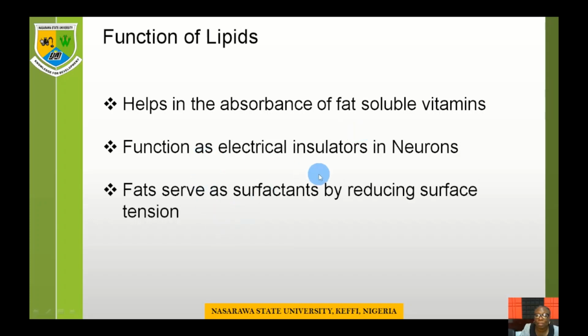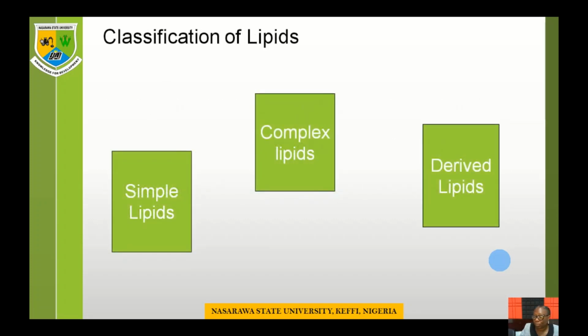Then they function as electrical insulators in neurons and serve as surfactants by reducing surface tension. These are the functions of lipids. Now, we have been able to look at the functions of lipids. How are these lipids classified? What we call lipids, how are they classified?